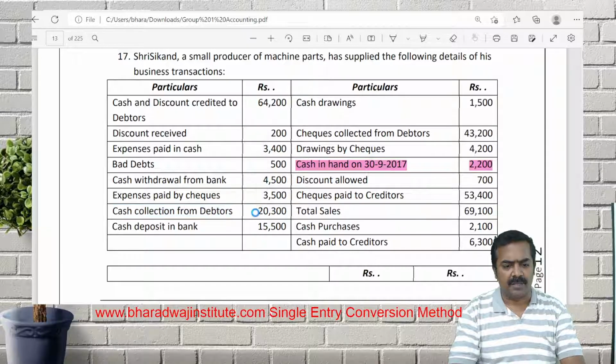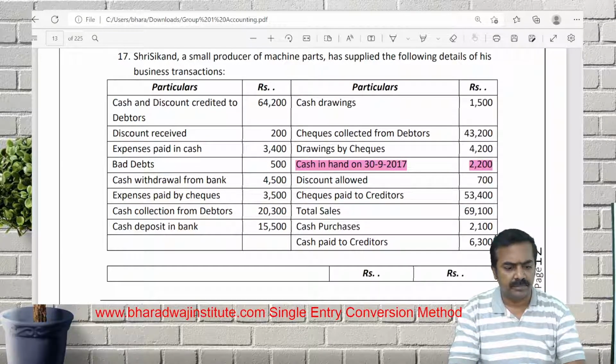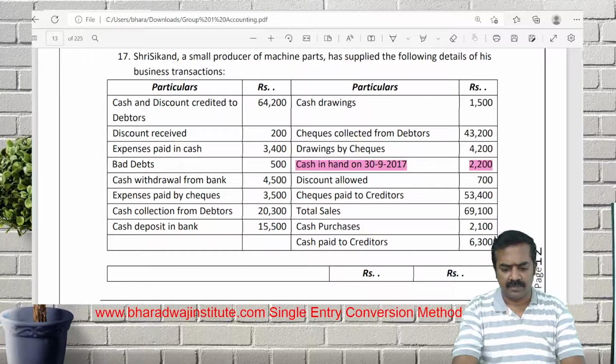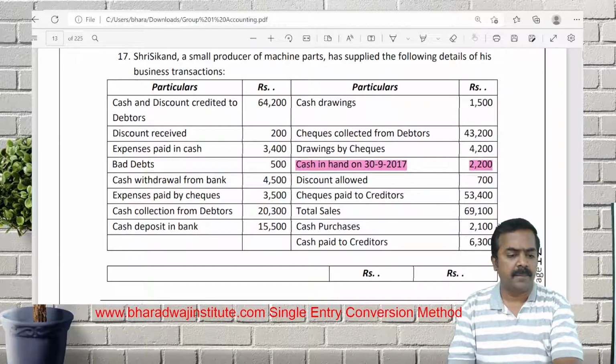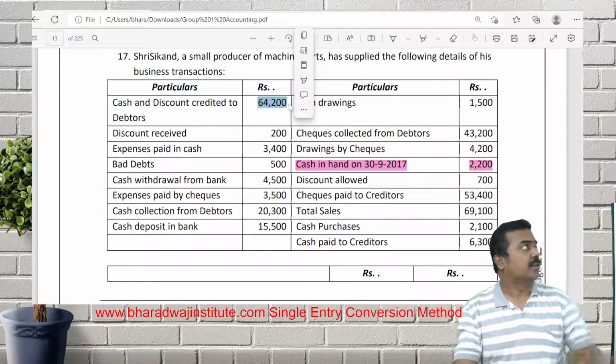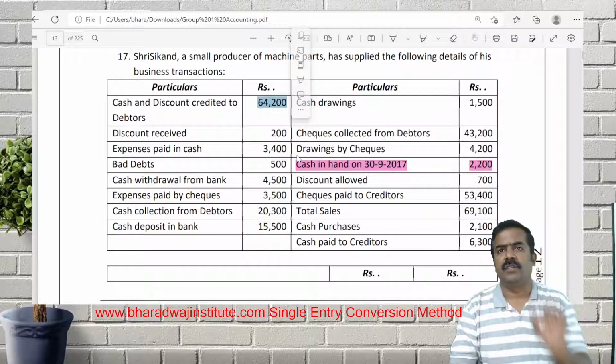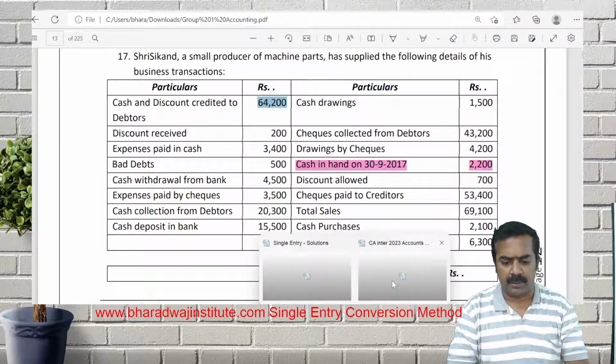Cash collected from debtors. Already நம்ம cash and discount credited to debtors account போட்டாச்சு. Again, once again, cash collected from debtors கொடுத்திருக்கோம். Is there a typing error in the question? Now pay attention. What is the total credit made to the debtors account? 64,200 clear. We have to do a separate working note. Leave some gap and do it.